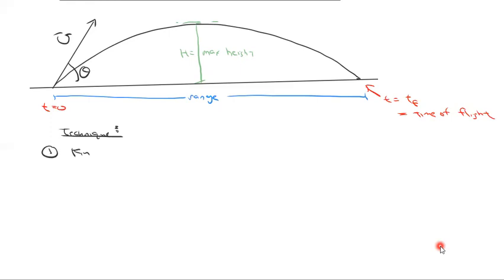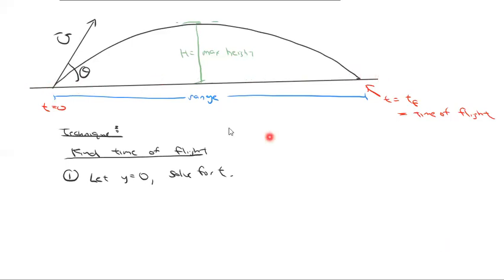So to find the time of flight, what you basically need to do is let y equal 0 and solve for time. Basically you're saying at what time is it on the ground, and you should notice that you'll get two answers, one at the start and one at the end, so you'll get a quadratic. We basically use the sy formula: let sy equal 0, solve for t, and sub in the appropriate values for u and theta.